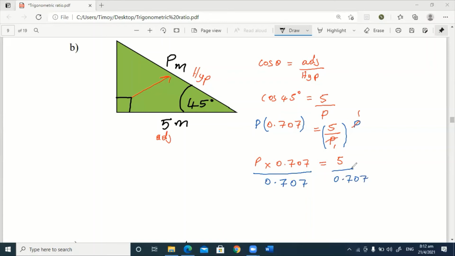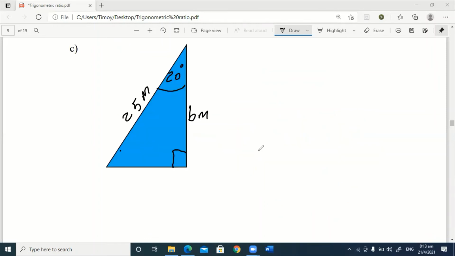0.707, okay? By doing that, what will happen is that you can see that 0.707 divided by 0.707 will give us 1, so that will leave us back with P equaling to 5 divided by 0.707. That's going to give us 7.07 meters. And that's how you would complete this problem, okay?